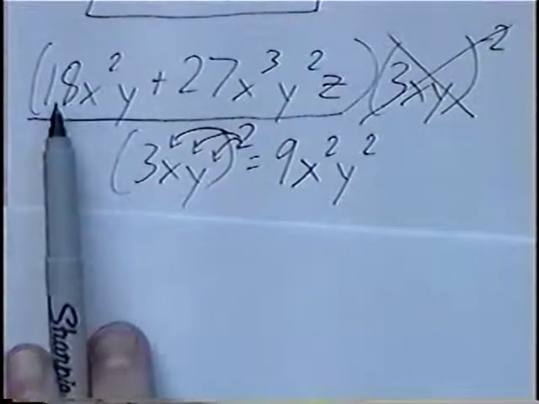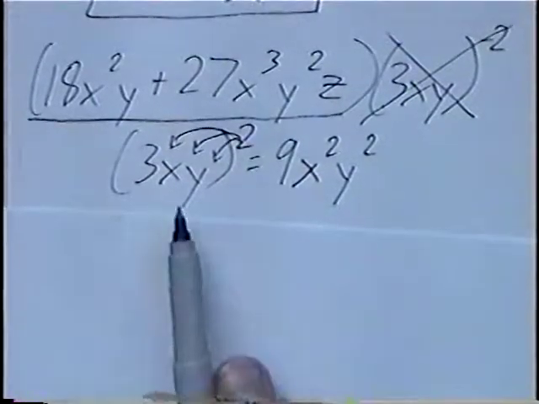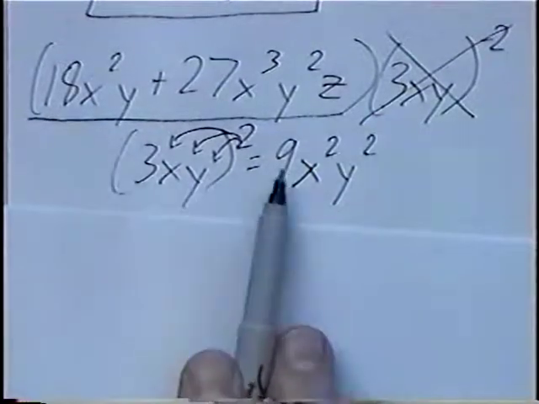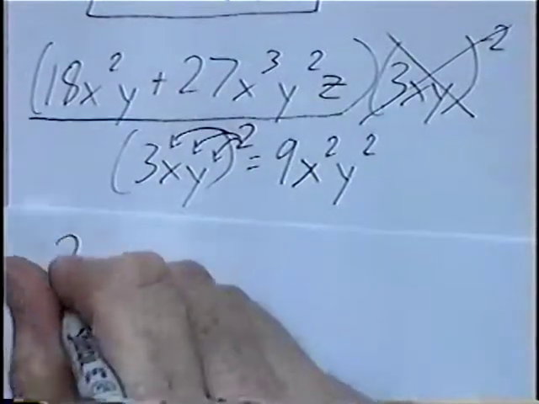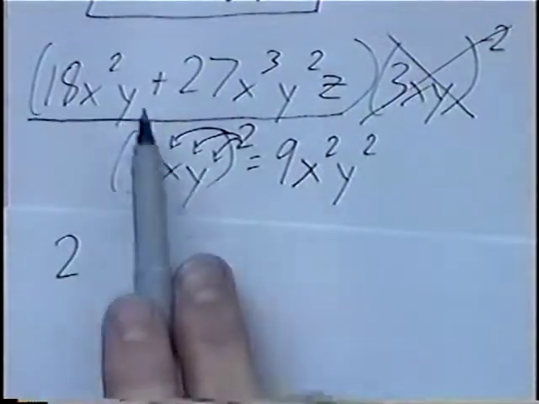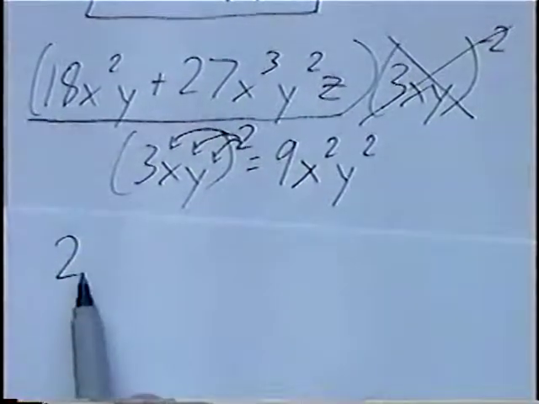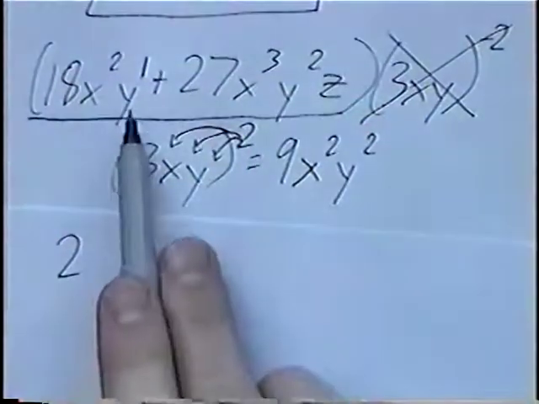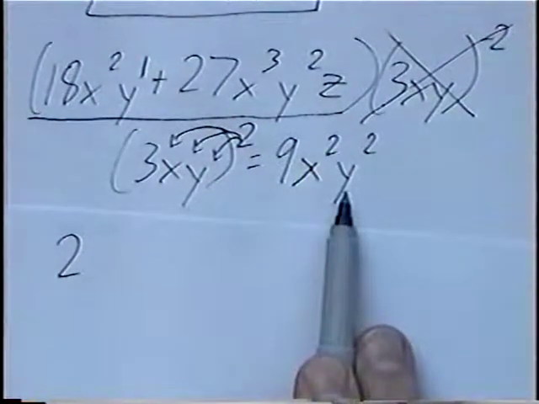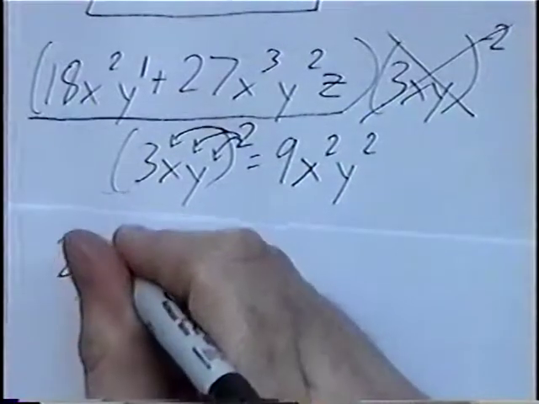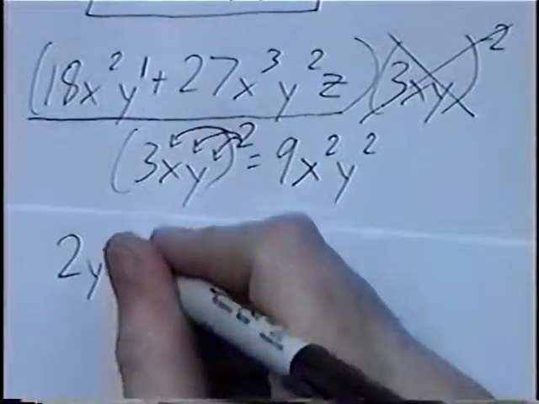Simplifying from here, we'll have 18x squared y divided by 9x squared y squared. 18 divided by 9 would be 2. X squared divided by x squared would divide out, or be x to the 0, which would be 1, so we'll keep the 2. And y divided by y squared, we put an exponent on here, y to the first divided by y squared, subtracting 1 minus 2 will give us y to the negative 1 power.